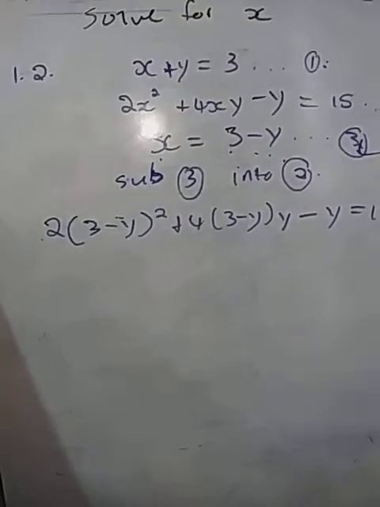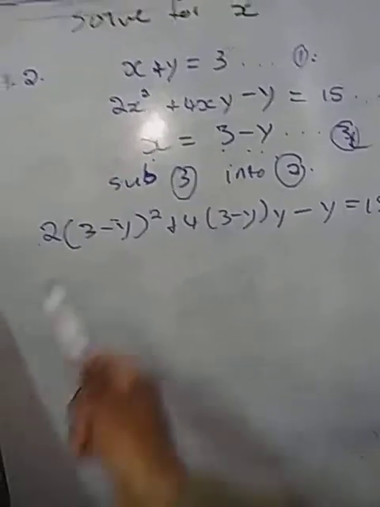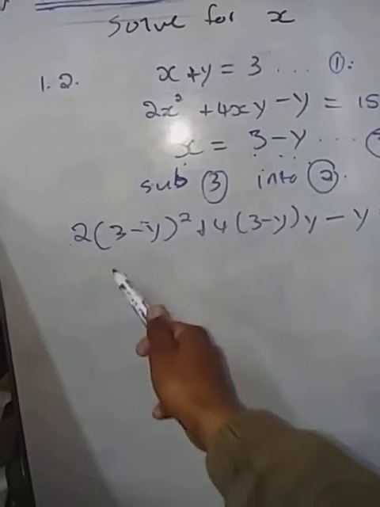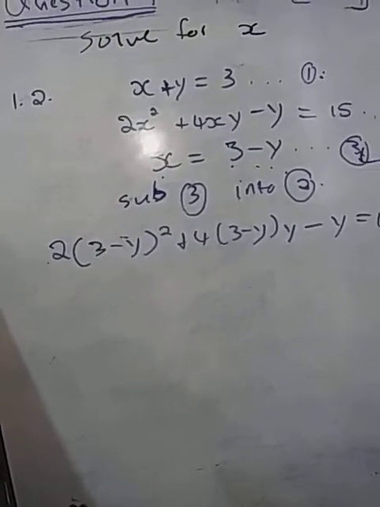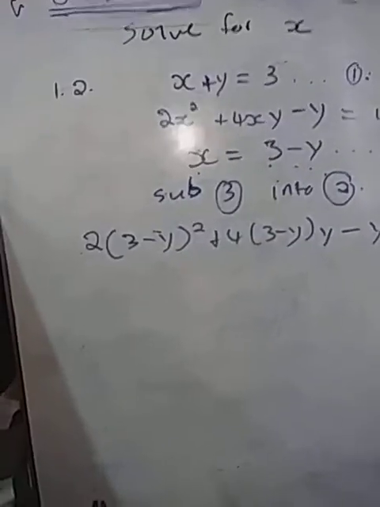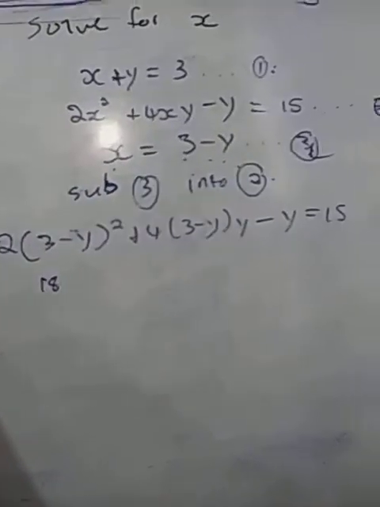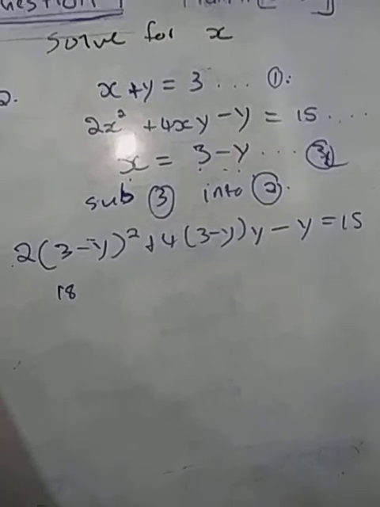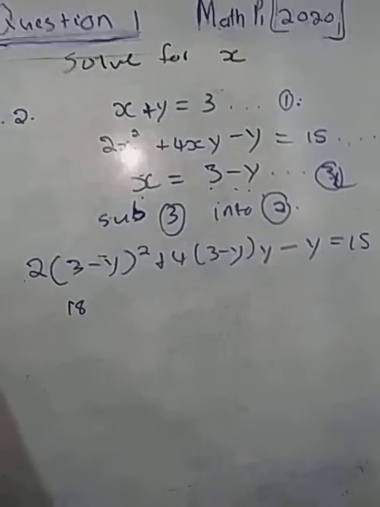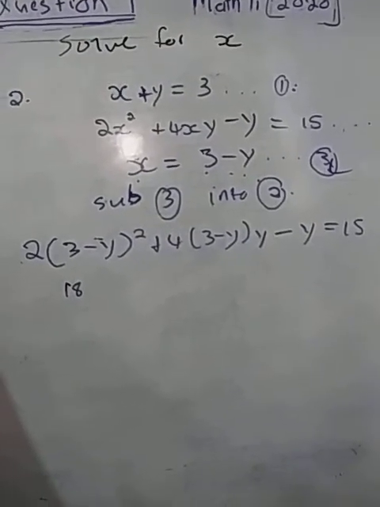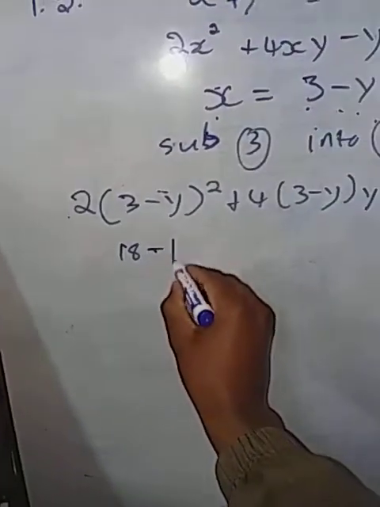Okay, now let's simplify our equations. Since this one is 3 minus y all squared, it means it's this thing twice. Then 3 multiplied by 3 is 9, and 9 multiplied by 2 is 18. Then I'm just going to write 18. Then 3 multiplied by negative y is negative 3y, and negative y multiplied by 3 is negative 3y, and negative 3y minus 3y is negative 6y. Negative 6y multiplied by 2 is negative 12y. Then I'm going to have negative 12y.